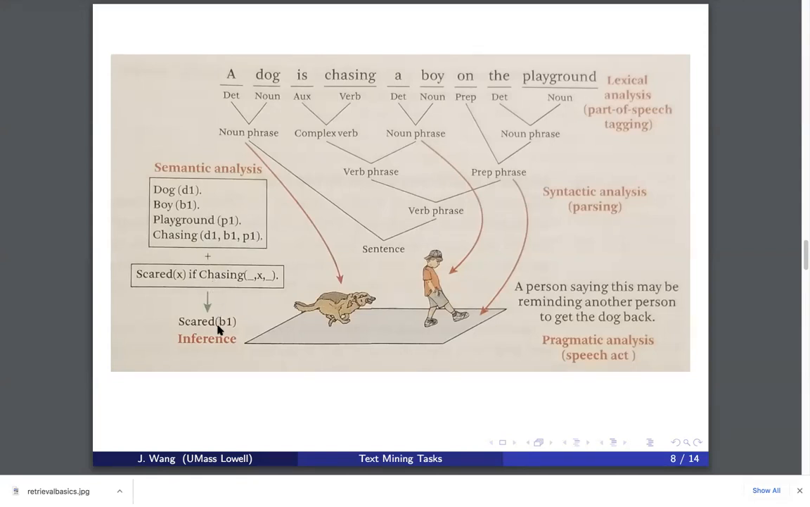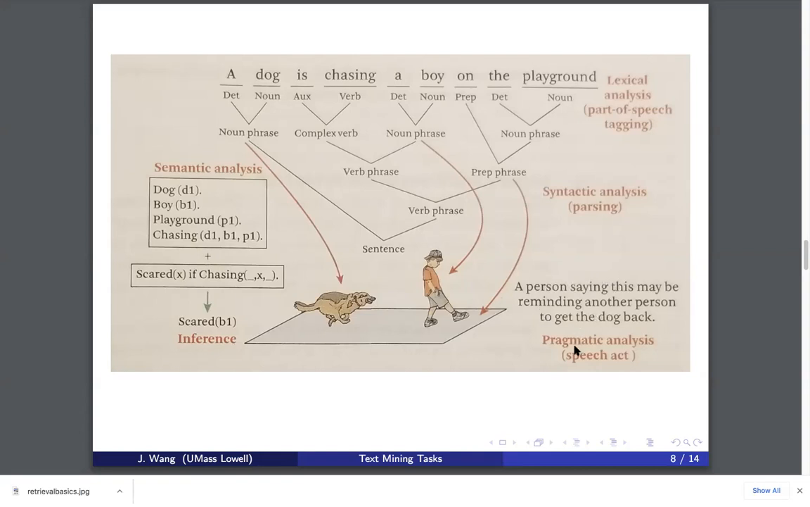And then what is inference, right? The inference here is that you have an implicit rule, which means that if this predicate is true, if chasing something on X is true, then this X is scared. Now, this is implicit, it's not in the sentence itself. So this is sort of like an implicit rule for doing inference. So then you combine these two, and of course what you can infer by looking at this sentence is that this boy is scared. Okay, so this is semantic analysis and inference.